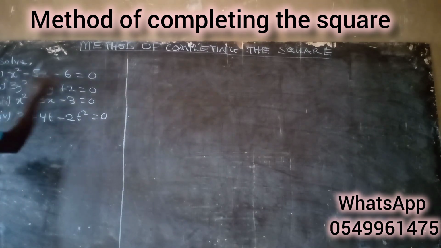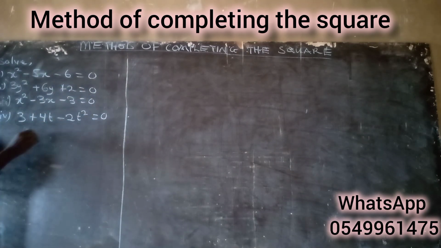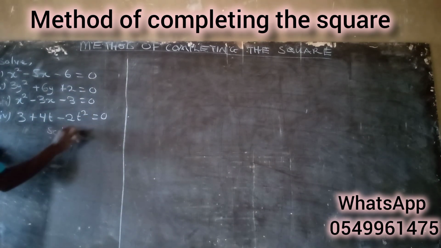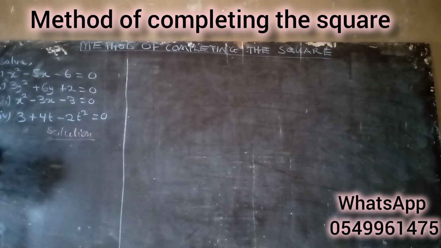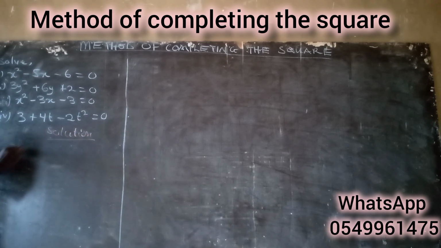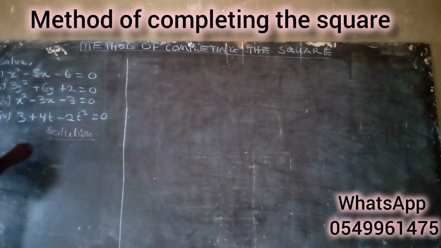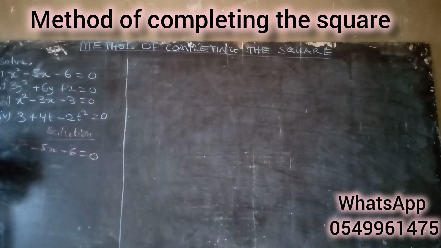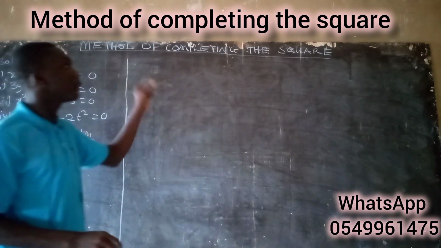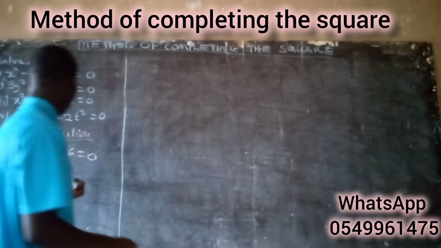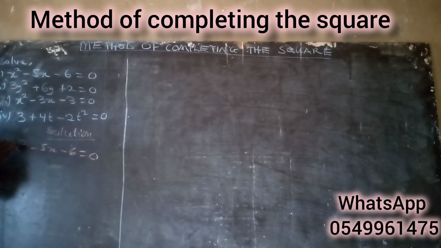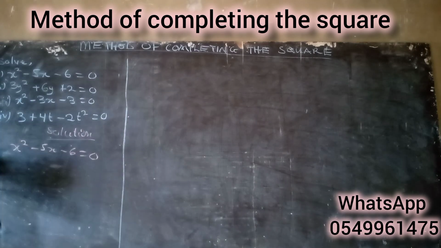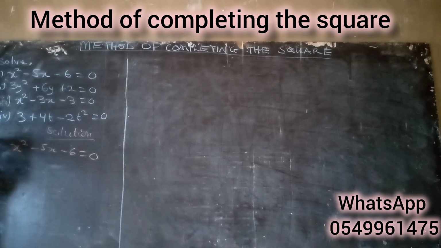So for the first question, we have x squared minus 5x minus 6 is equal to 0. And we have to use the method of completing the square to solve this question. This is the first question.